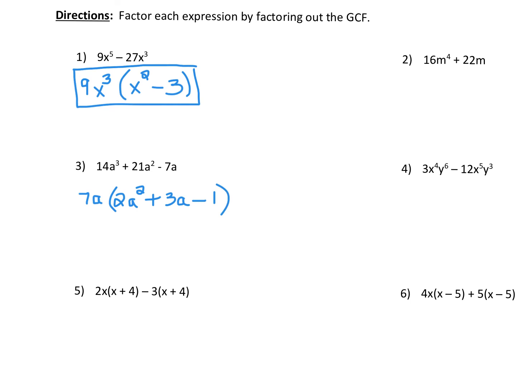And it makes sense because if you wanted to check your answer, you could always distribute back into the parentheses and see if it leaves us with the original expression. So 7a times 2a squared would be 14a to the 3rd, which is what it says here. 7a times 3a would be 21a squared, which is what it says here. And then 7a times negative 1 is negative 7a. Okay, so that checks out.